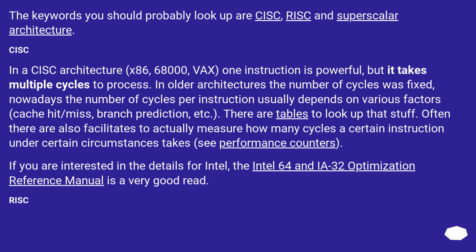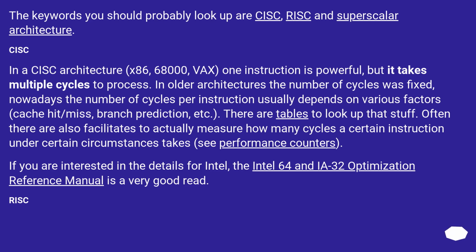The keywords you should probably look up are CISC, RISC and superscalar architecture. CISC. In a CISC architecture, x86, 68,000, VAX, one instruction is powerful, but it takes multiple cycles to process. In older architectures the number of cycles was fixed. Nowadays the number of cycles per instruction usually depends on various factors, cache hit/miss, branch prediction, etc. There are tables to look up that stuff.